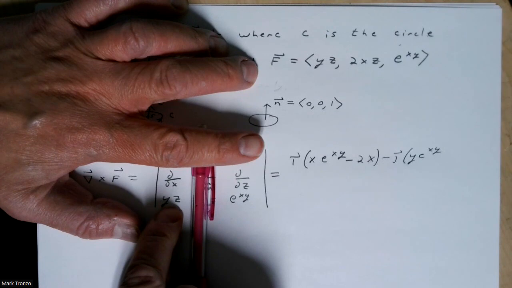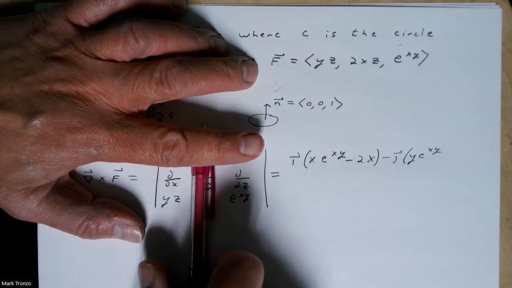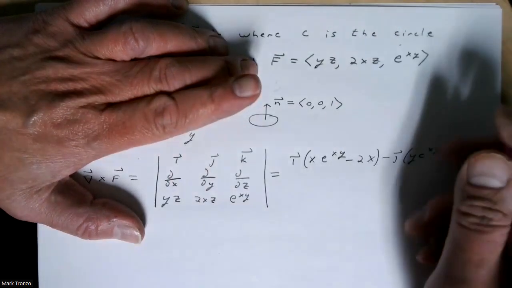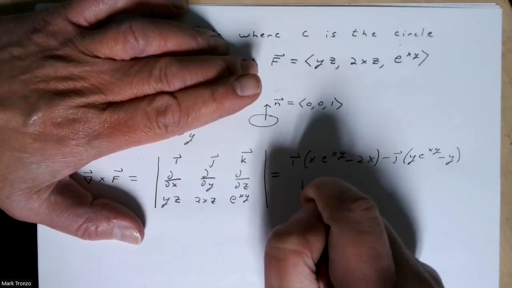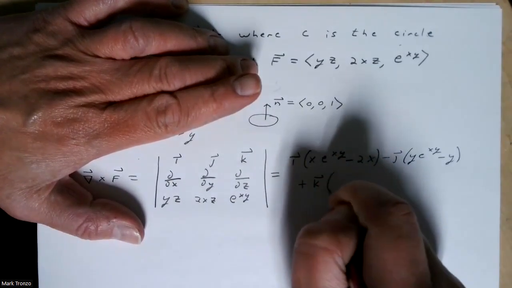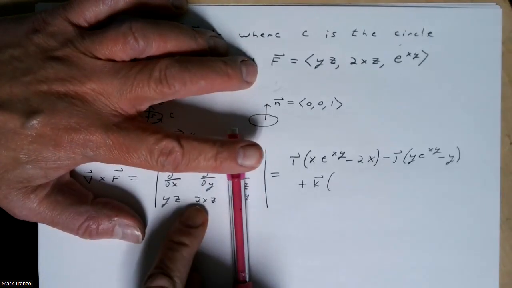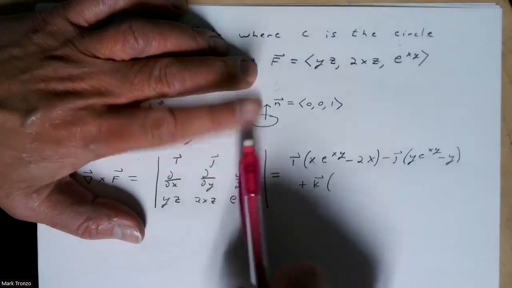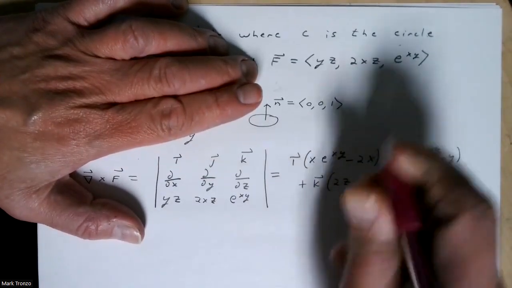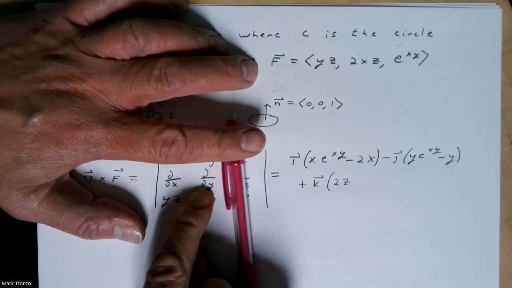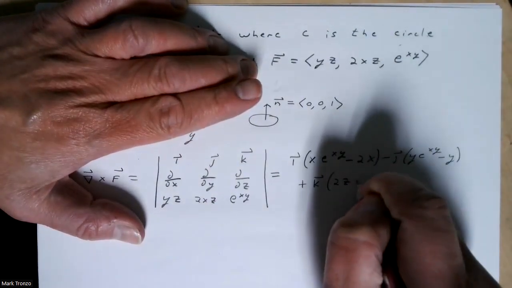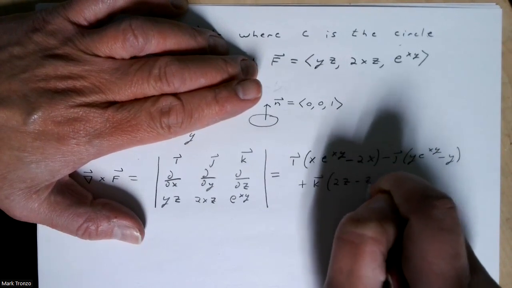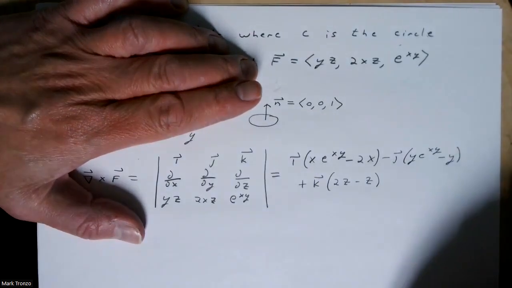Derivative this with respect to z, which is going to be, and then there'll be a minus, so it'll be minus y. And then plus k. Derivative this with respect to x, that'll give us 2z. Derivative this with respect to y, that'll just be z. Like this.